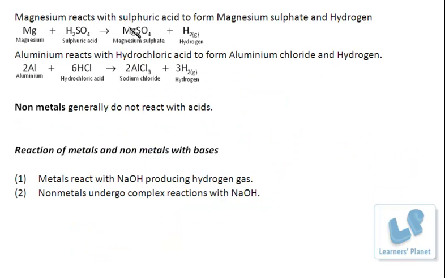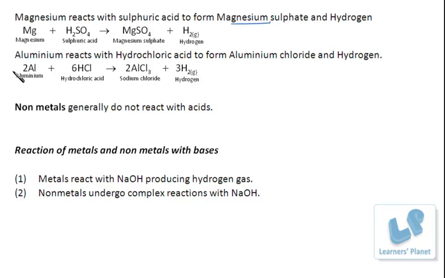Magnesium reacts with sulfuric acid to form magnesium sulfate and hydrogen. See here, what is to be done is this: H2 is evolved as it is, and what is left is magnesium and sulfate. Just combine the two. What will be formed here is magnesium sulfate.